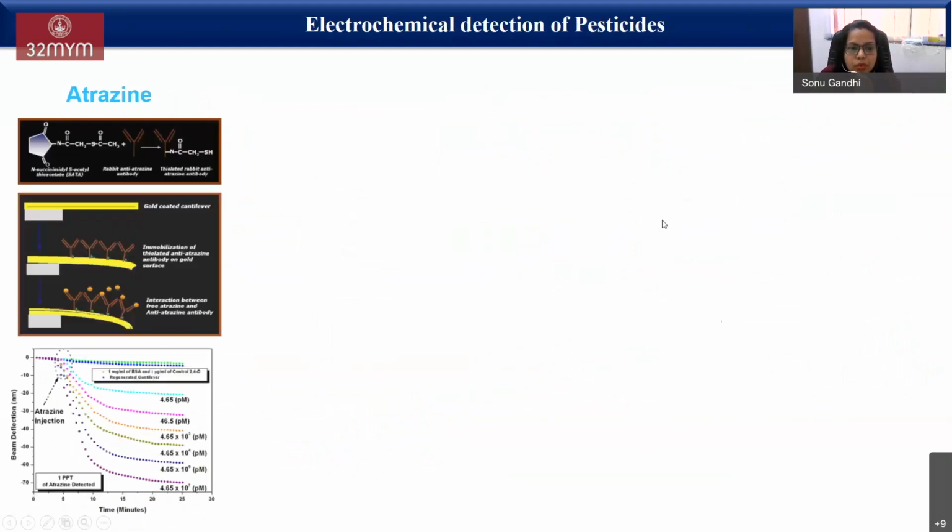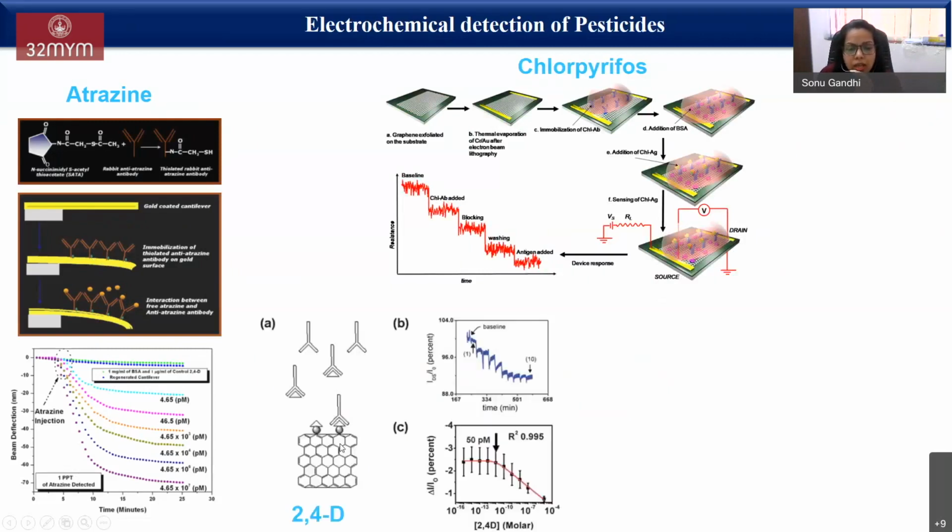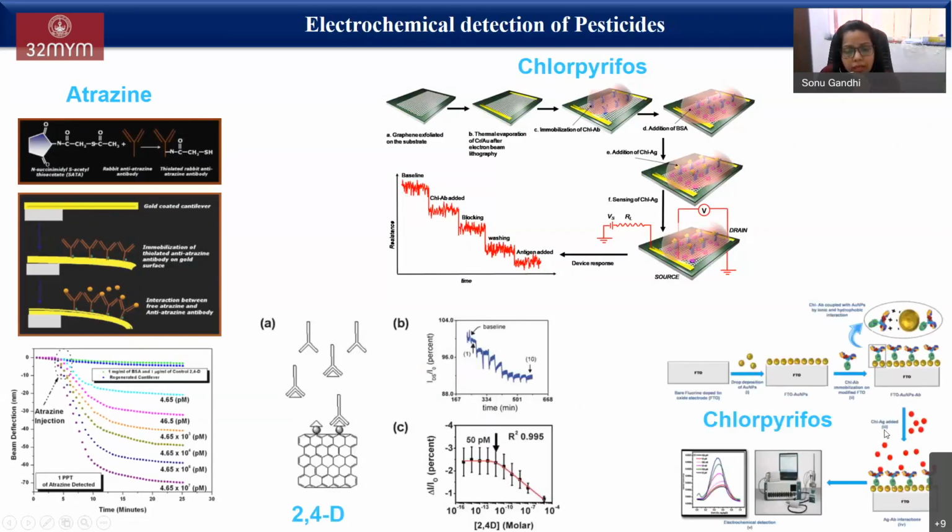And apart from this, we have done the electrochemical detection of certain pesticides by using a cantilever based sensor, which measures the change in the deflection due to change in the mass on the surface, where we have used the gold coated cantilever and functionalized the gold with the SATA, because gold is inert and cannot bind with any moieties. After that, we have flowed the atrazine and were able to detect up to 1 ppt of atrazine. Then we have tested the FET based sensor for chlorpyrifos and 2,4-D, and another electrochemical device for chlorpyrifos.